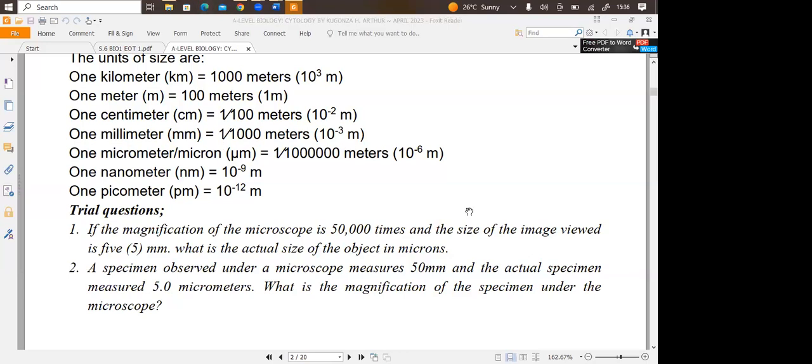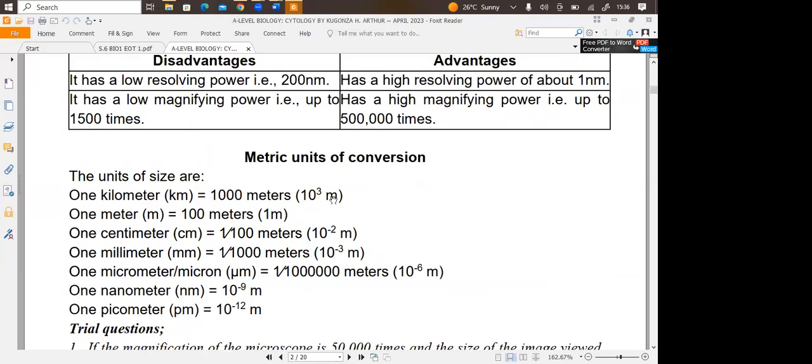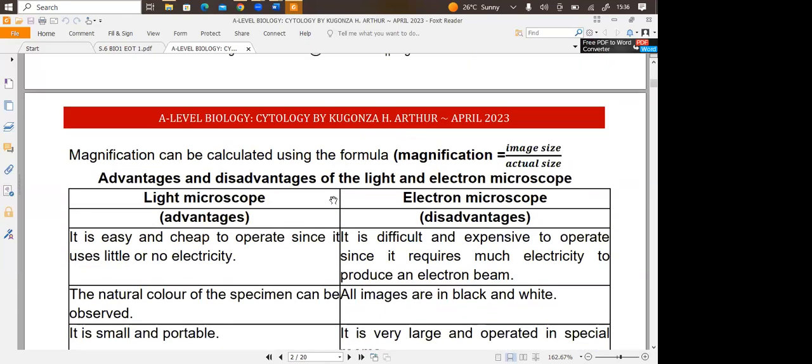We must have finished. Someone is asking, what is the magnification of? The formula of magnification is there. Write it. That is the formula we use for magnification.